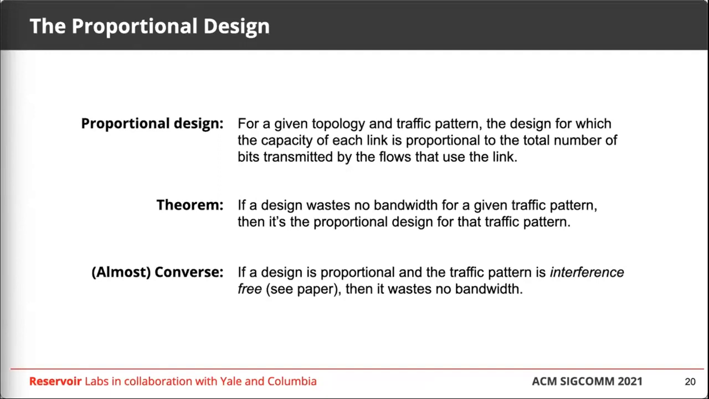Now, what about the converse? Can we say that a proportional design always guarantees that we waste no bandwidth? No, not necessarily. The converse isn't true, but it's almost true. We just need an additional condition. So we prove if a design is proportional and the traffic pattern is interference free, then we can be sure it wastes no bandwidth. And interference freeness is a condition on the traffic pattern. For the full definition, you should read the paper.